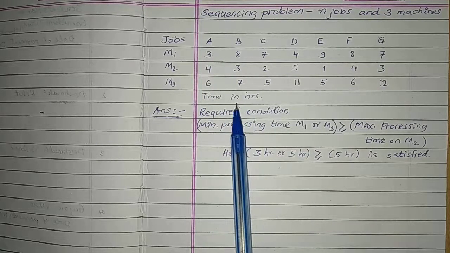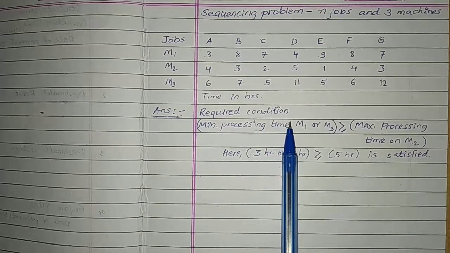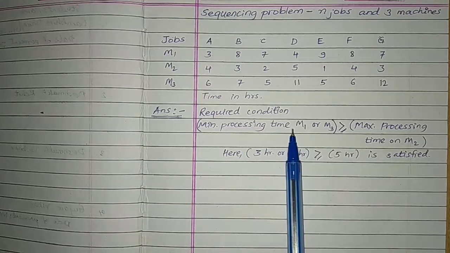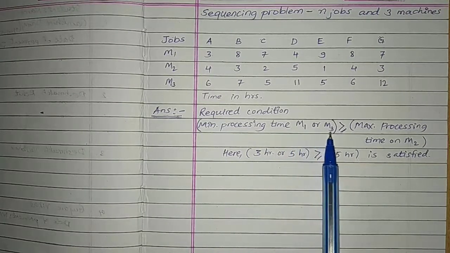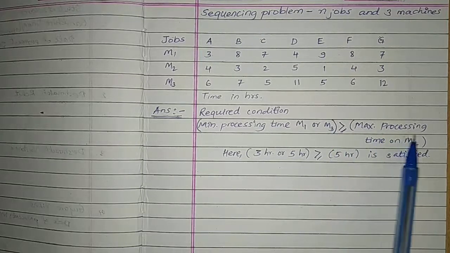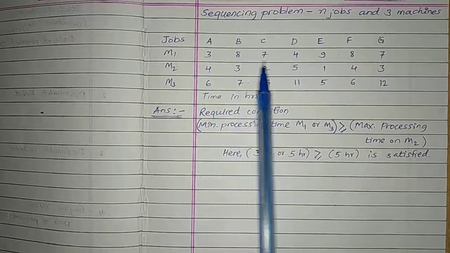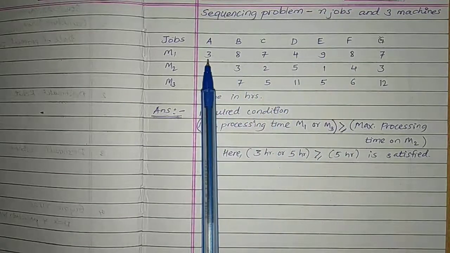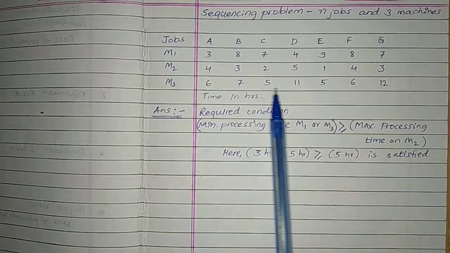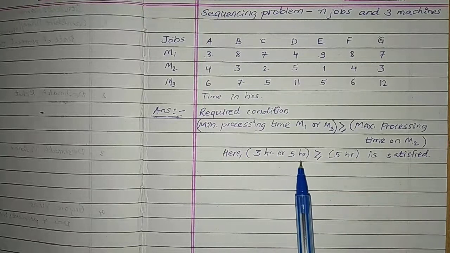Before solving this problem, we have to check the required condition. The required condition should be met, that is, the minimum processing time of either M1 or M3 should be greater than or equal to the maximum processing time on M2. Now, if you observe here, the minimum processing time on machine M1 is 3 hours, or the minimum processing time on machine M3 is 5 hours.